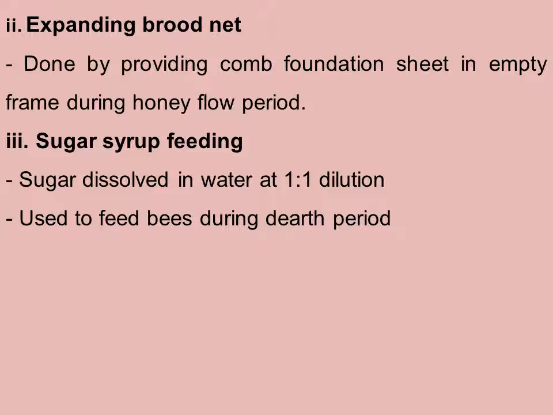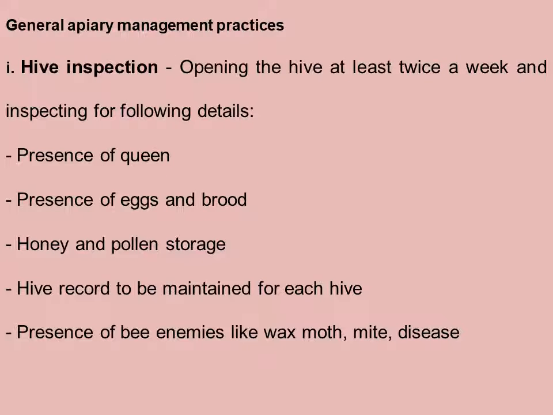Expanding the brood nest is done by providing comb foundation sheet in empty frames during the honey flow period, and sugar syrup feeding can also be done. Sugar is dissolved in water at 1:1 dilution. It is used to feed bees during the dearth period when there is no pollen or nectar available from the natural resources, that is the flowers. Then sugar syrup is artificially fed to these bees so that the honey is not reduced in the hive.